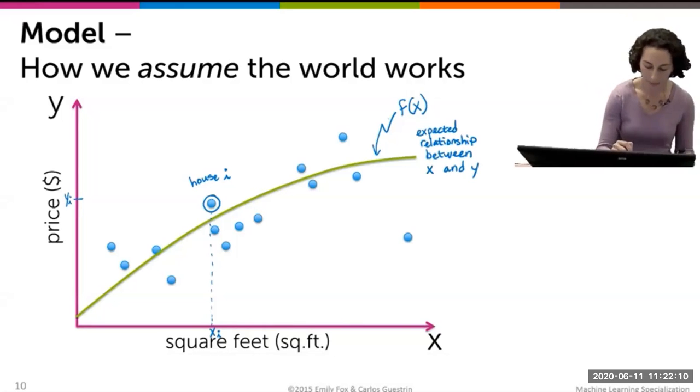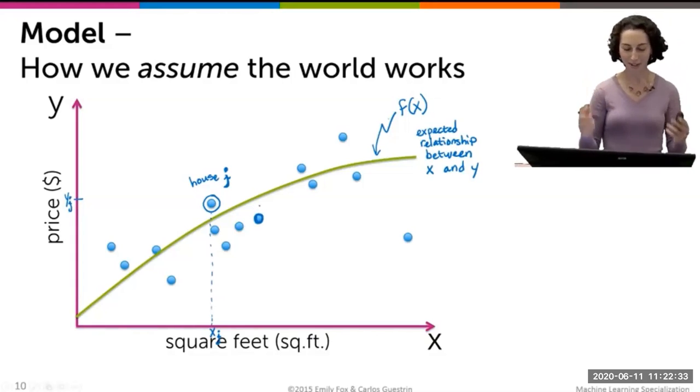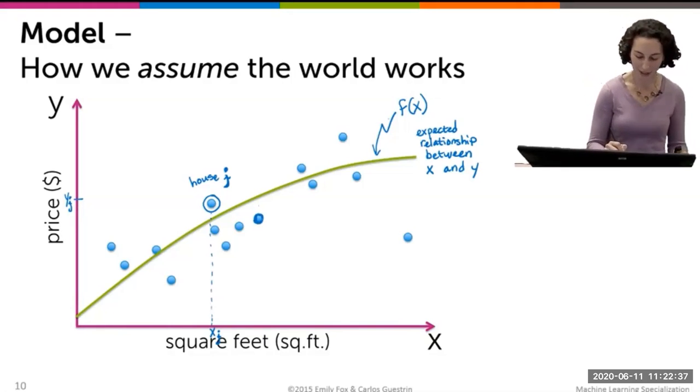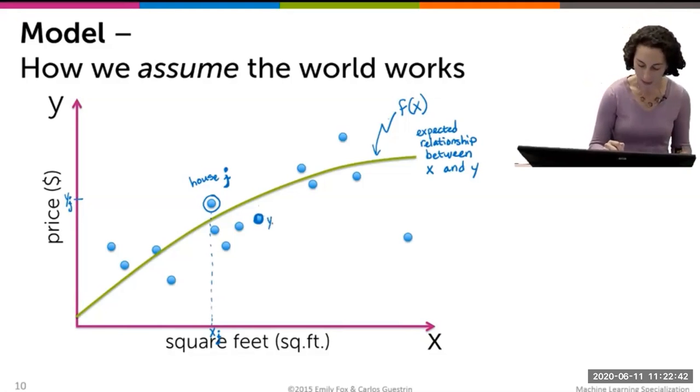So let's look at this house, or just to make this a little bit cleaner, let's look at another house here. Now I've reused the letter that I like to use, so I'm going to re-annotate this. I'm going to call this house J. This is XJ and YJ. And the reason I'm doing this is because I is a special notation for the house that I'm interested in.